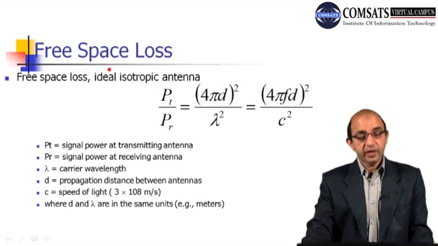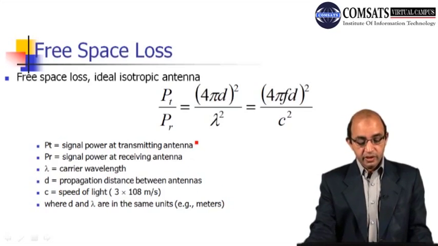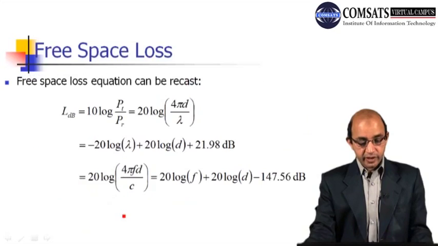Here we have the expression for the free space loss. This is the transmission power and this is the received power. That is equal to (4 pi d)^2 over lambda^2. Lambda is the carrier wavelength, and d is the propagation distance between antennas, that is, the distance between the transmitting and receiving antenna. c is the speed of light, and lambda is the wavelength. Here we have converted the free space loss and represented it in dBs.